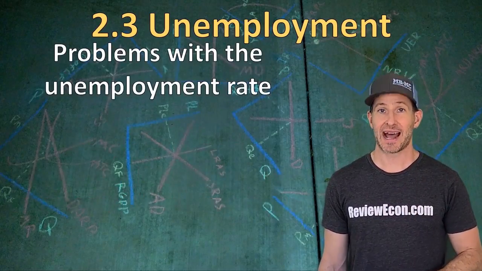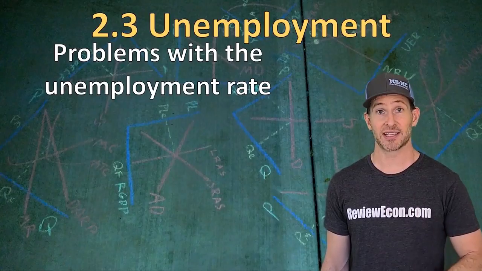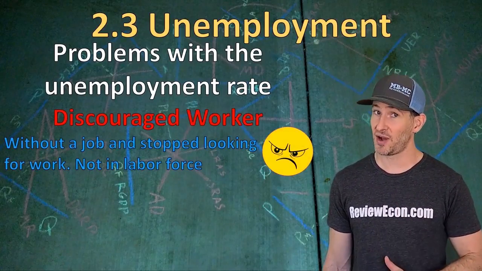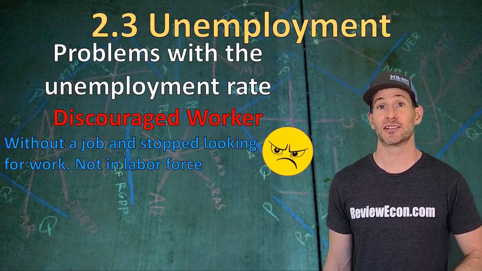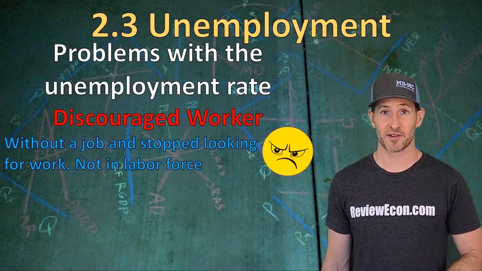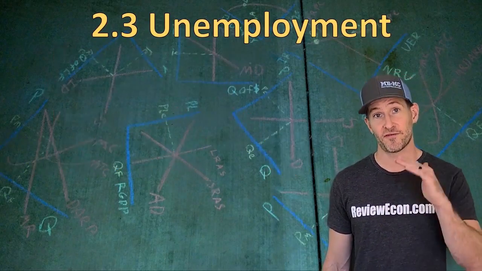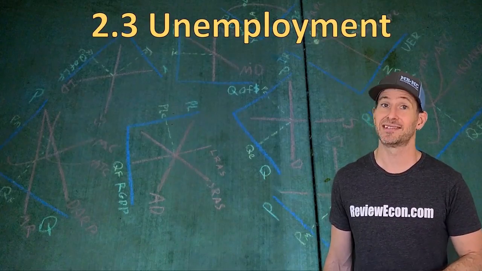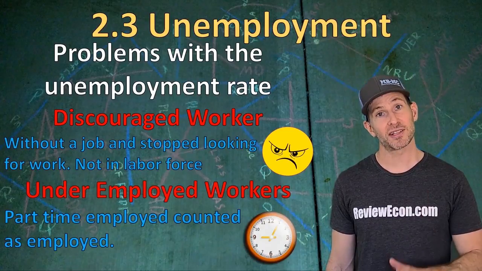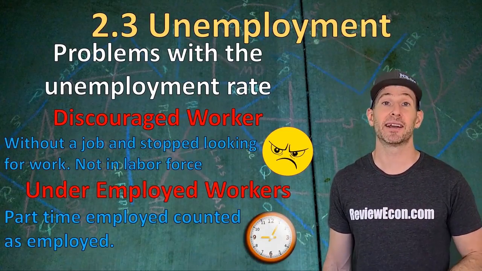The unemployment rate has some problems when it is used as the sole indicator of what's going on in a country's labor market. The first reason is discouraged workers. Those are workers that don't have a job and aren't actively looking for a job. Since they aren't looking for work, they are not part of the labor force. If unemployed workers become discouraged workers, the unemployment rate falls even though those workers didn't find jobs. The second problem is underemployed workers. That's part-time workers looking for full-time work. They are counted just like anybody else who has a job.